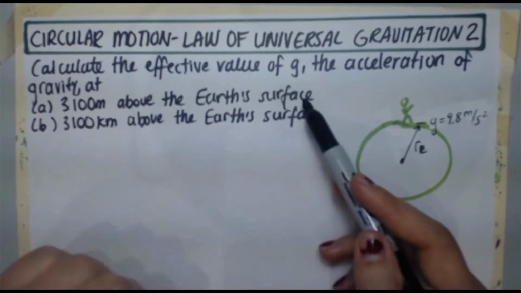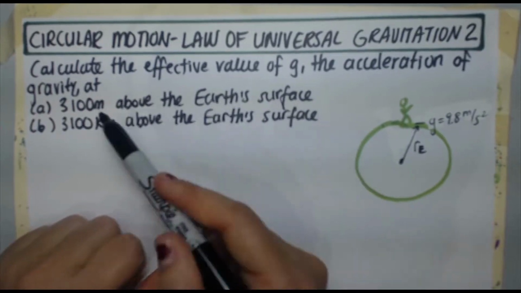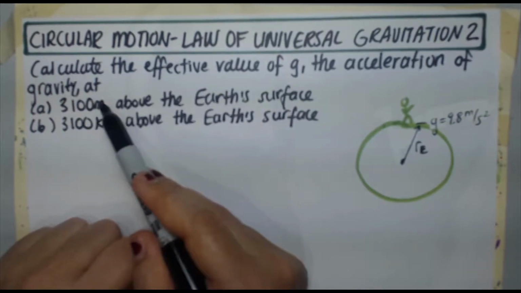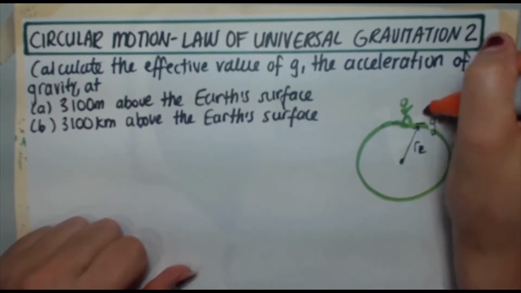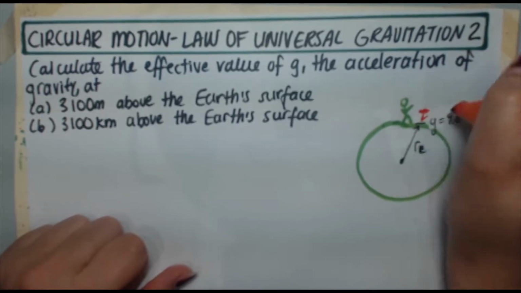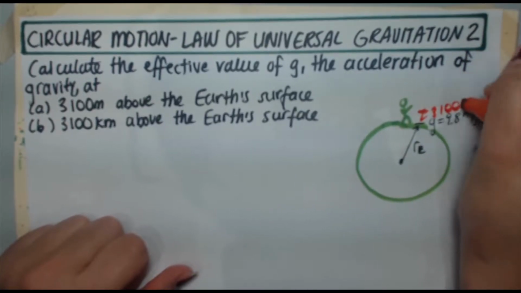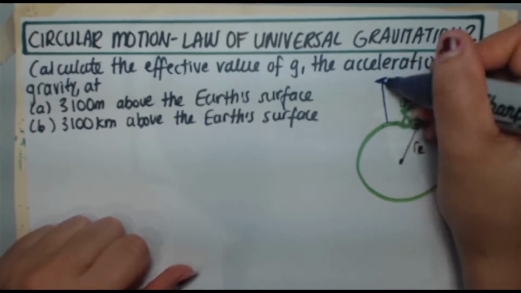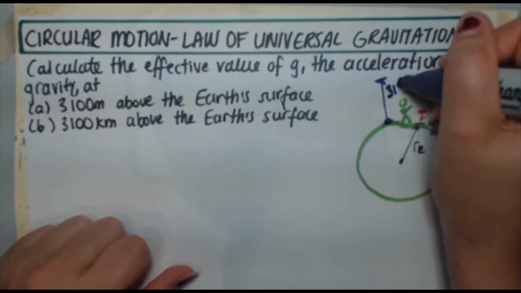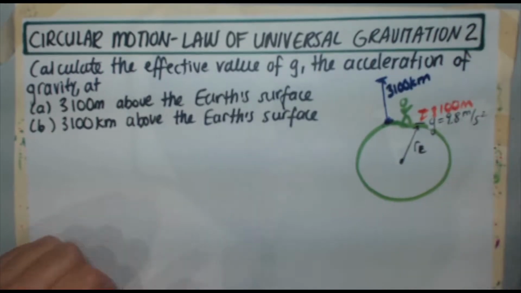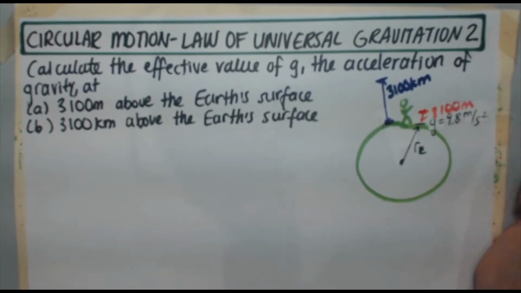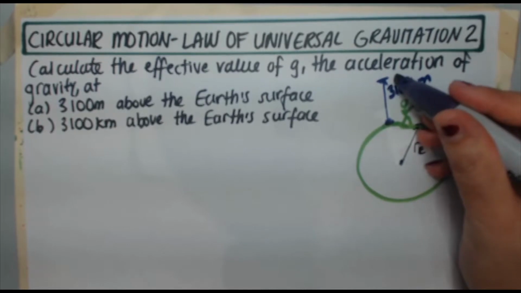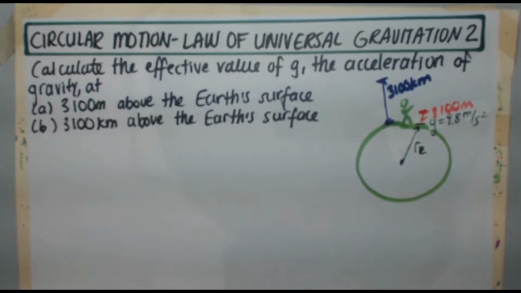So in this question, we want to see, if we did want to consider it, how much does it change if you're 3,100 meters above the surface? So if you're about here, let's say that's 3,100 meters. And what if you're 3,100 kilometers, so much further? Again, this is clearly not to scale, but just to show you, relatively speaking, what's going to be the difference between the force of gravity up here versus way up here. So that's what we're looking for here.